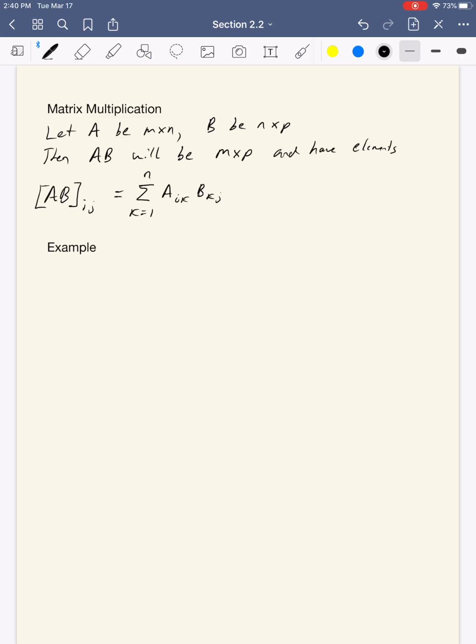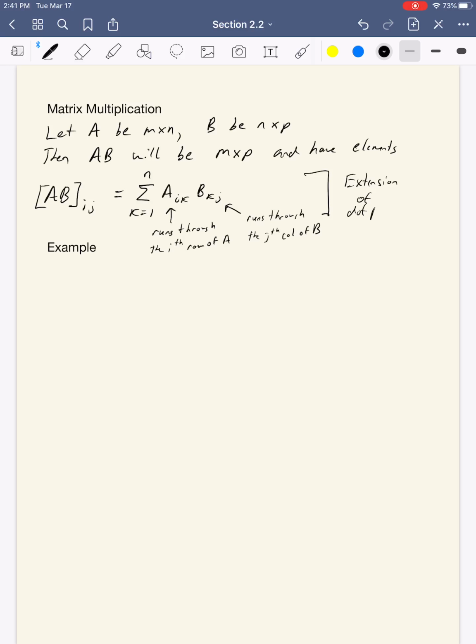What you should see from this definition is that this piece here runs through the ith row of A, whereas this part here runs through the jth column of B. So what you're basically doing is an extension of the dot product. You're taking the ith row of A and doing a dot product with the jth column of B. And that dot product, which results in a single value, gives you the ijth element of the product.